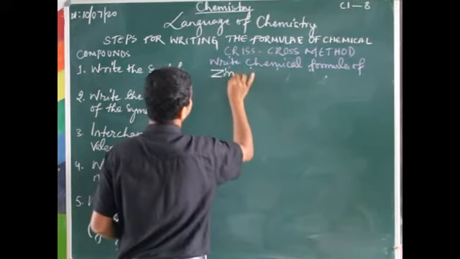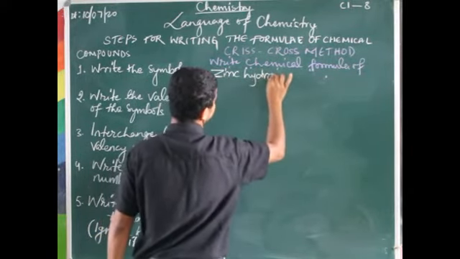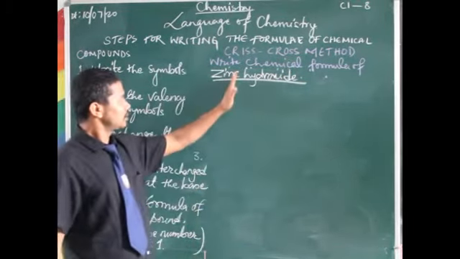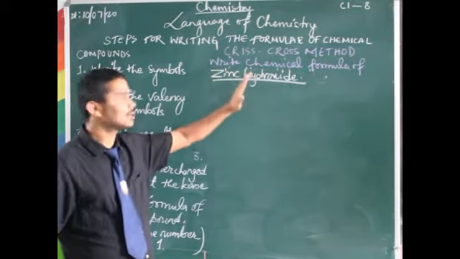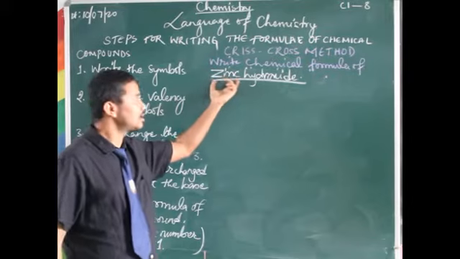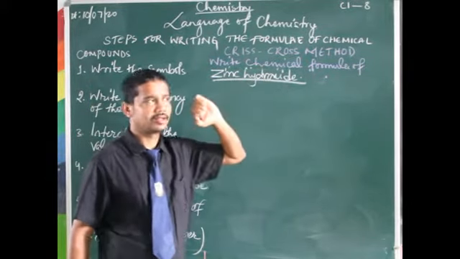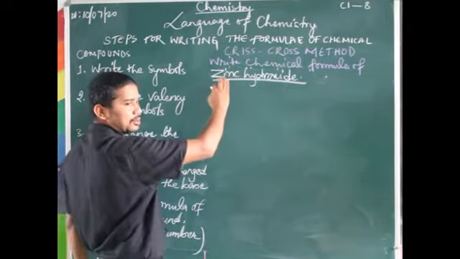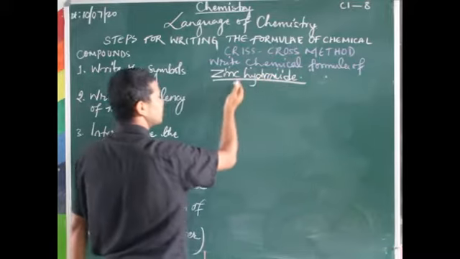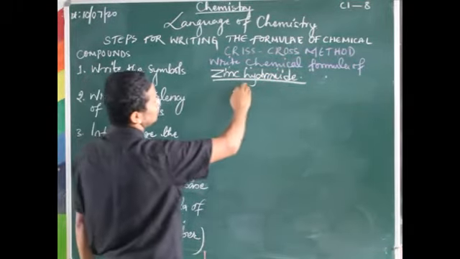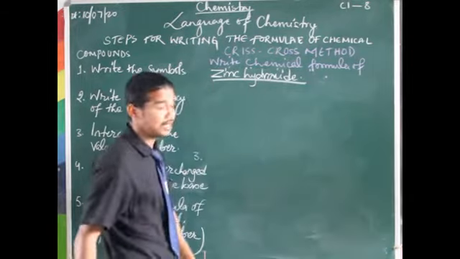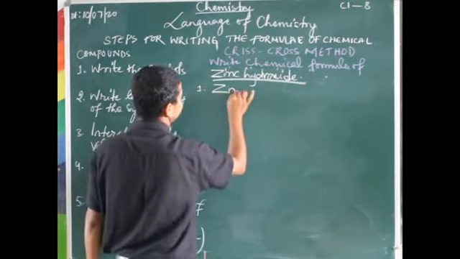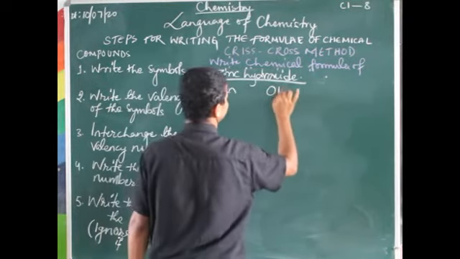Here also, the compound is made of 2 radicals, zinc being the basic radical and hydroxide the acid radical. Zinc cation, hydroxide anion. Zinc is on the left side, so cation; hydroxide on the right side, so anion. Now step 1, we will be writing the symbols: Zn, and the symbol for hydroxide is OH.